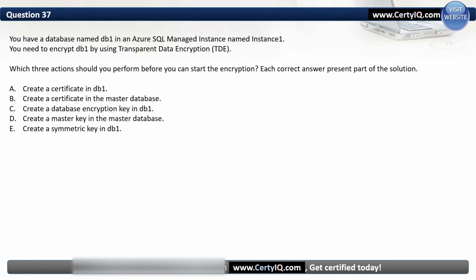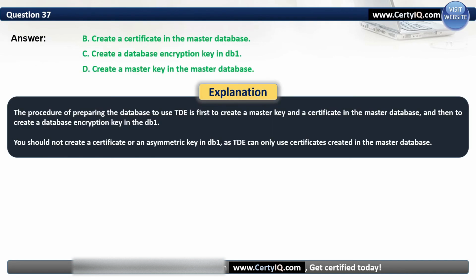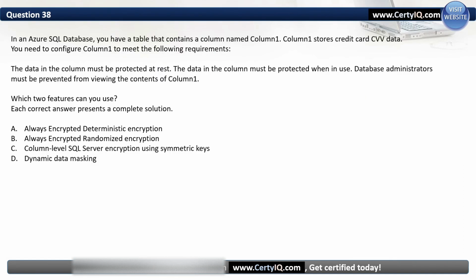The correct options are B, C and D. That is, create a certificate in the master database, create a database encryption key in DB1 and create a master key in the master database. The procedure of preparing the database to use TDE is first to create a master key and a certificate in the master database and then to create a database encryption key in DB1. You should not create a certificate or an asymmetric key in DB1 as TDE can only use certificates created in the master database.